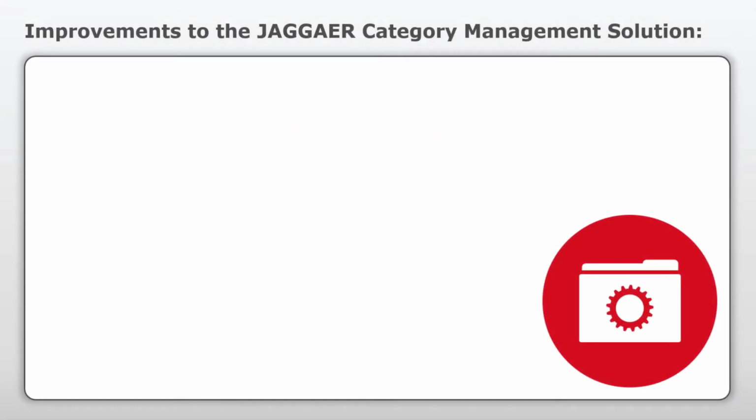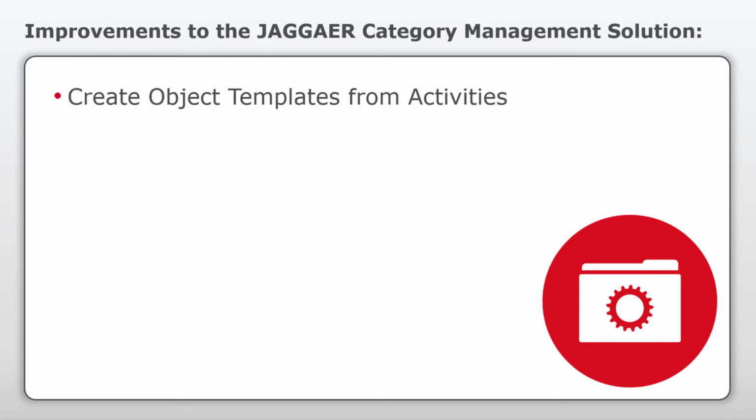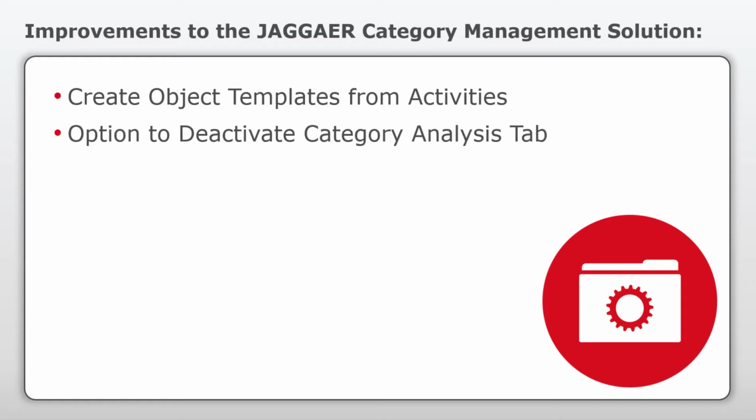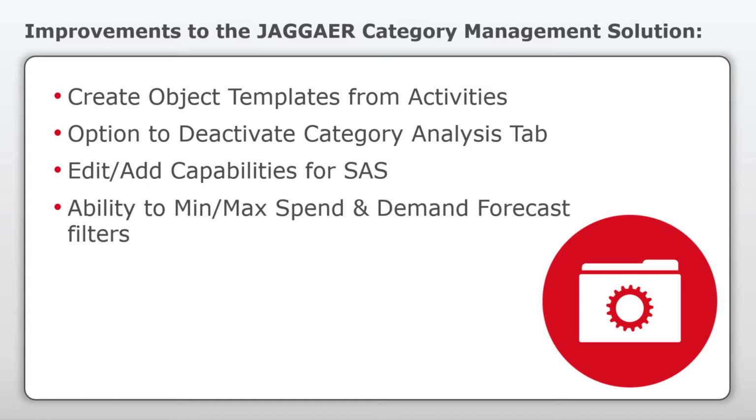With the 20.3 release, JAGGAER has made several improvements to the category management solution, including creating object templates from activities, an option to deactivate the category analysis tab, new edit and add capabilities for supplier additional status within the supplier portfolio, the ability to minimize and maximize spend and demand forecast filters and details, along with two other additional enhancements.